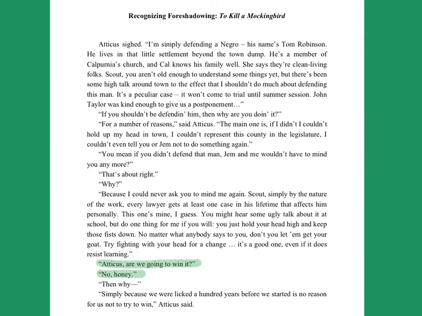So here's an example of foreshadowing from To Kill a Mockingbird. This is the first time that Tom Robinson's case comes up specifically in the book. And Scout is asking Atticus about it because she's heard about it at school. And she asks him down here, Atticus, are we going to win it? And he says, no, honey.